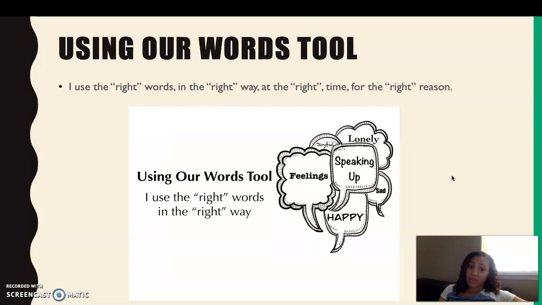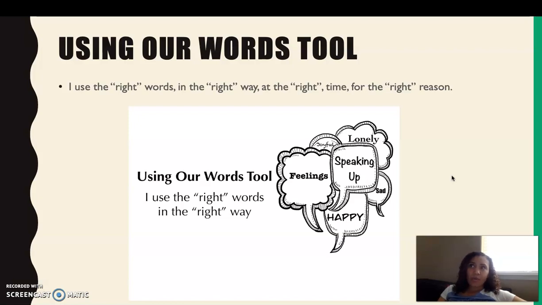Which brings us into our next tool, which is the using our words tool. So this is, I use the right words in the right way. This is such a great tool, guys, because sometimes we forget how important our words are. And our tongues, which we all have one, because I've all heard your voices before. I know you can talk. We forget how powerful our tongues are and how strong they are.